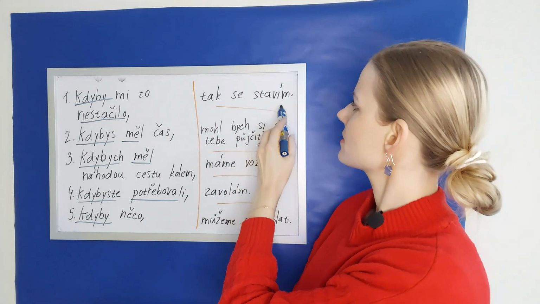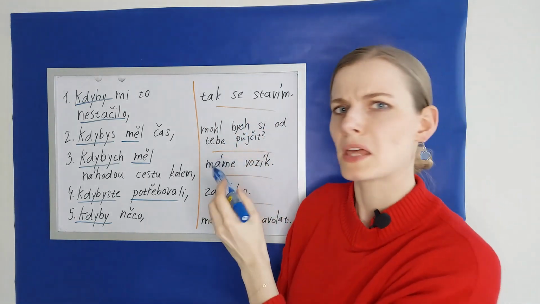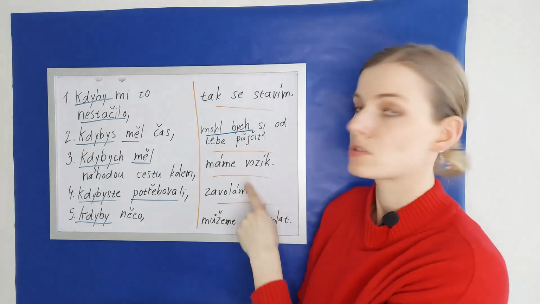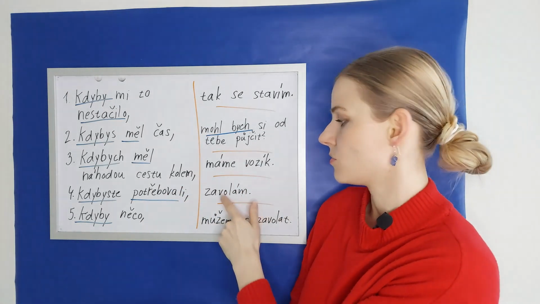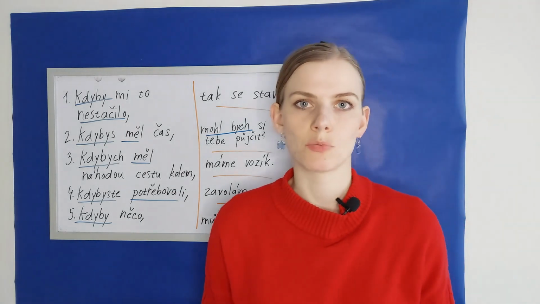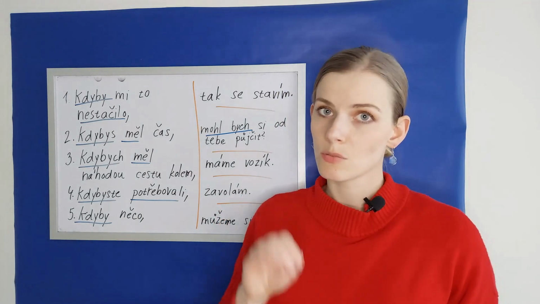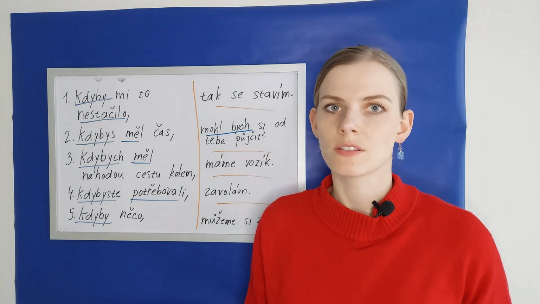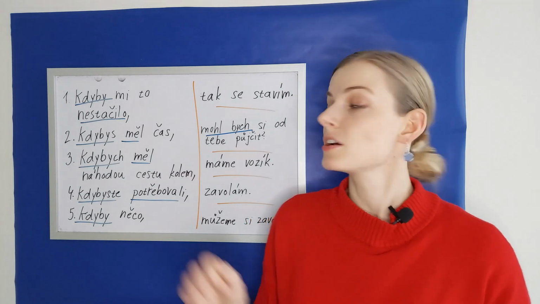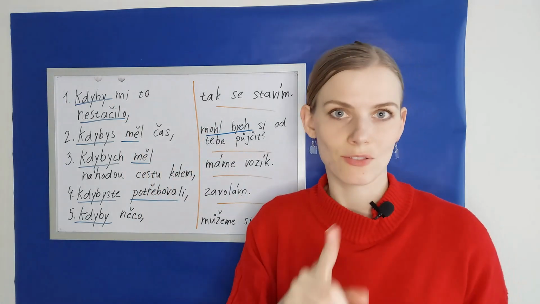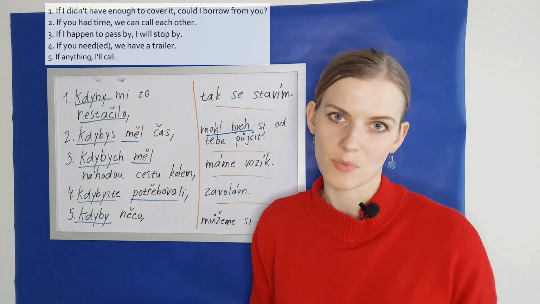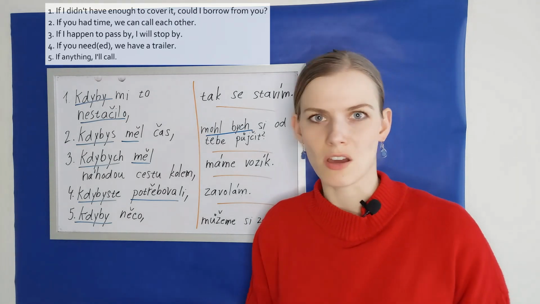Then we have stavím se. That's just future. Okay, mohl bych. Máme vozík. That's present. Zavolám. That's future. Můžeme si zavolat. That's present. Again, you can pause the video and work on this on your own and then resume when you're ready. We're gonna start assembling the sentences right now. Imagine you have some money, but you're not very sure if this is gonna be enough for what you're gonna buy, so you ask a friend.